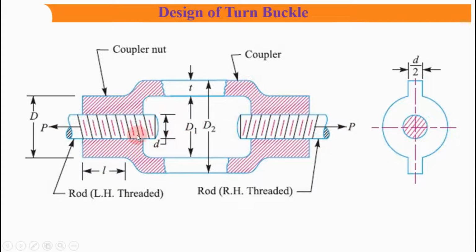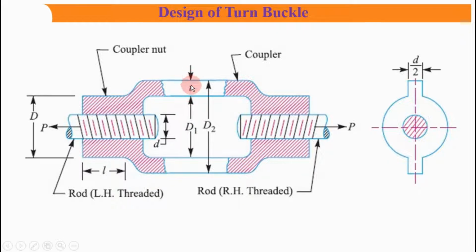Then after that, this small d is the diameter of the threaded rod. Please see this dimension, small d represents the diameter of the threaded rod. This is D1, that is the internal diameter of the coupler, and D2 is the external diameter of the coupler. Why coupler? Because here it is clearly mentioned, this part of your turnbuckle is known as the coupler. So internal and outer.